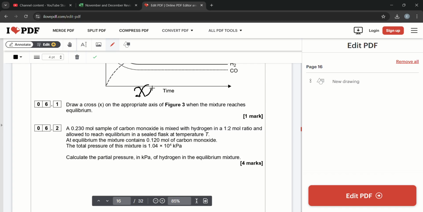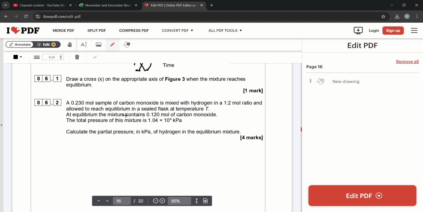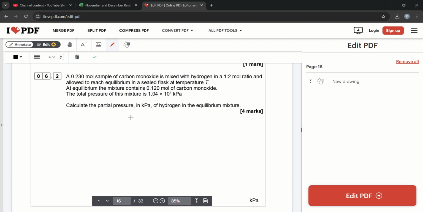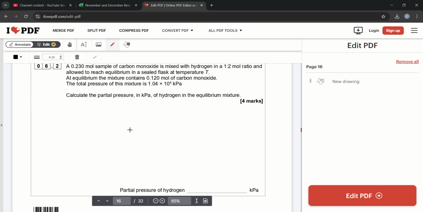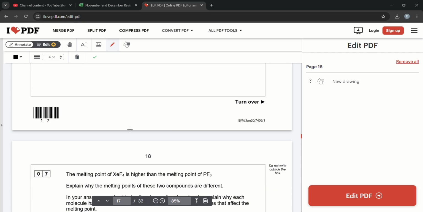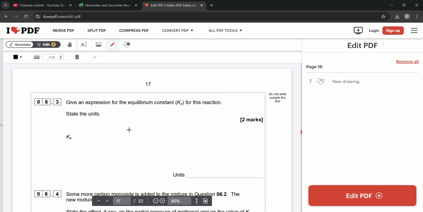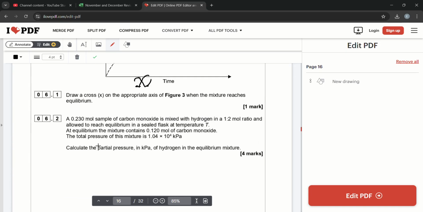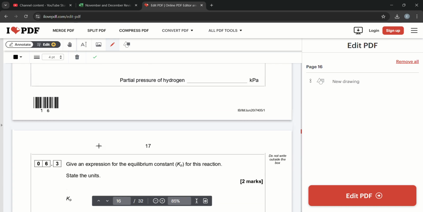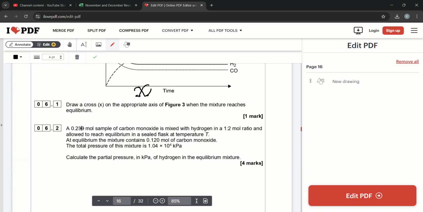Then it says 0.23 mole of carbon monoxide is mixed with hydrogen, 1:2 mole ratio, allowed to reach equilibrium. The equilibrium mixture contains this much carbon monoxide. The total pressure of this is that. Calculate the partial pressure. Then Kp, and then that's it. So this is the really hard question out of these, since it's mathematical, it's 4 marks.